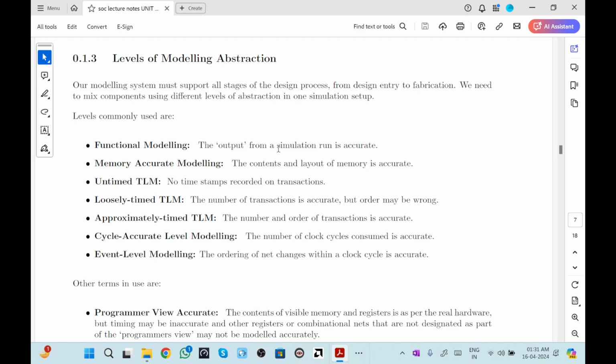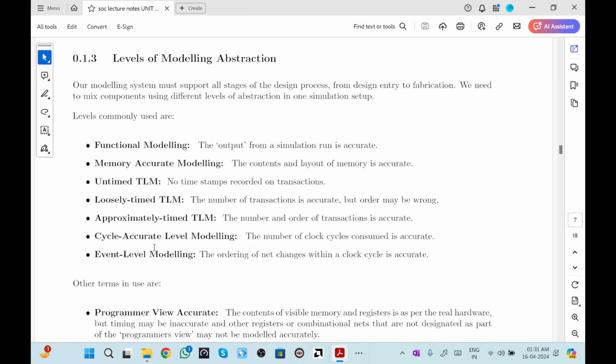Then we have memory accurate modeling, which checks whether the contents and layout of the memory are accurate or not. Then we use TLM ports and transactions. There are different TLM blocks which we use. TLM blocks are used for communication between different modules inside the block.